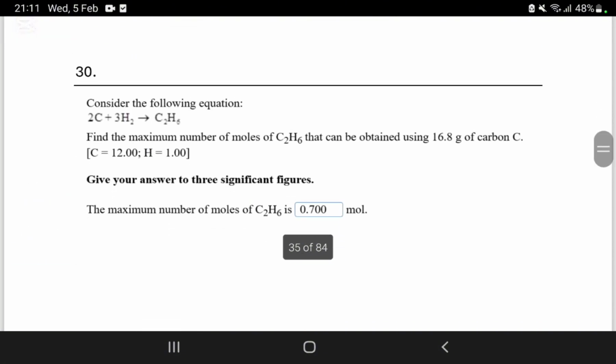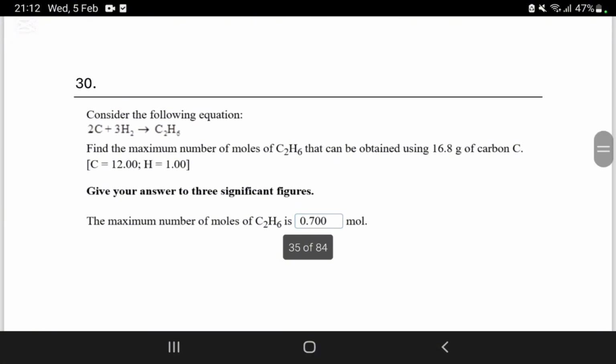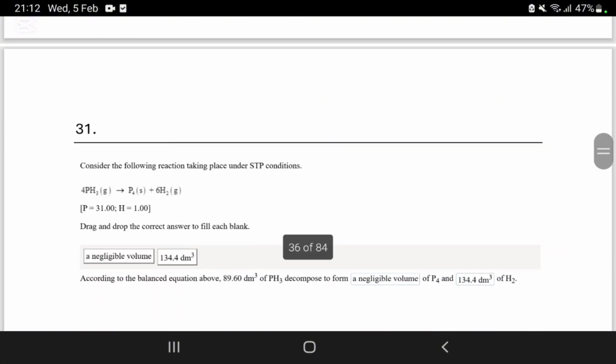Number 30. The maximum number of moles. Okay, yeah. So we're gonna find out the moles of carbon, 16.8 divided by 12. Okay, since carbon has double the moles of C2H6, all we're gonna do is divide the moles of carbon by 2, which will give us 0.7.